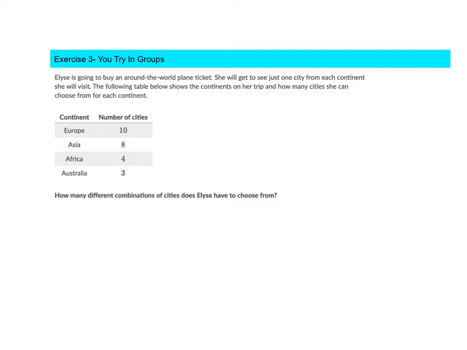Right now, you're going to be sent to groups. What I want you to do is 2 things. First, decide what's your strategy. What do you want to use here? Tree diagram, table, or counting principle? So pick a strategy together.